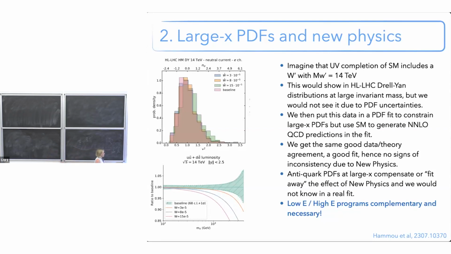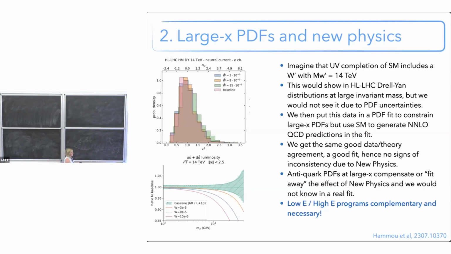And what happens is that we get the same good data-theory agreement, we get a good fit, so we wouldn't spot any sign of inconsistency, but the anti-quark at large x shifts. So this would be the u-ubar, d-dbar luminosity. The one that we find with the 14 TeV W-prime would be this one, far outside the PDF uncertainty, because the anti-quark PDFs at large x compensate or fit away the effects of new physics in the high tails. So this is something that, if you're interested, you can read in this paper.